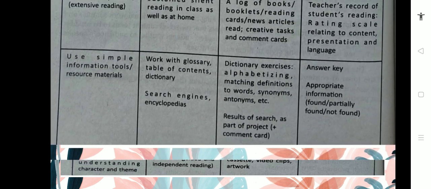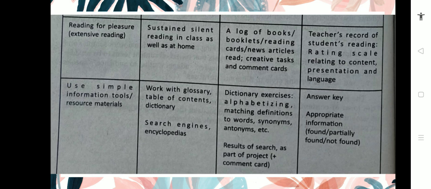Our fourth goal is reading for pleasure, or extensive reading. Our sample classroom activity is sustained silent reading in class as well as at home. Our portfolio evidence are a log of books, booklets, reading cards, news articles, reading tests and comment cards. Our assessment tools are teachers' record of student reading, reading skill relating to content and presentation and language.